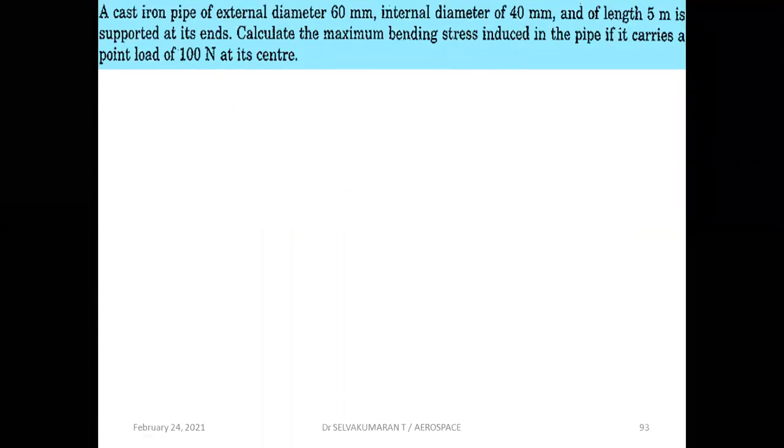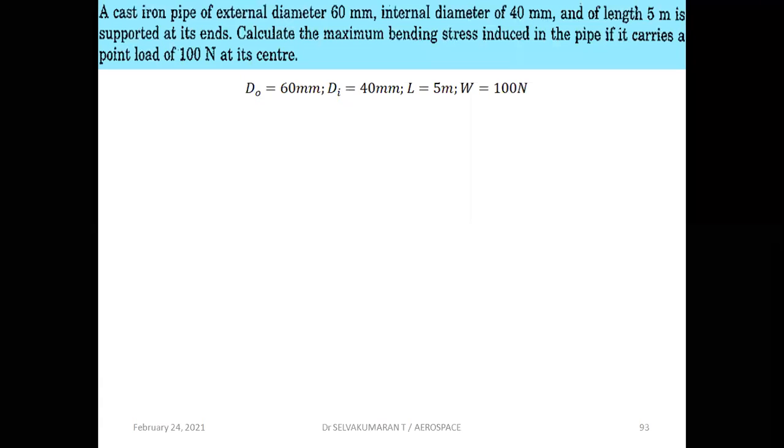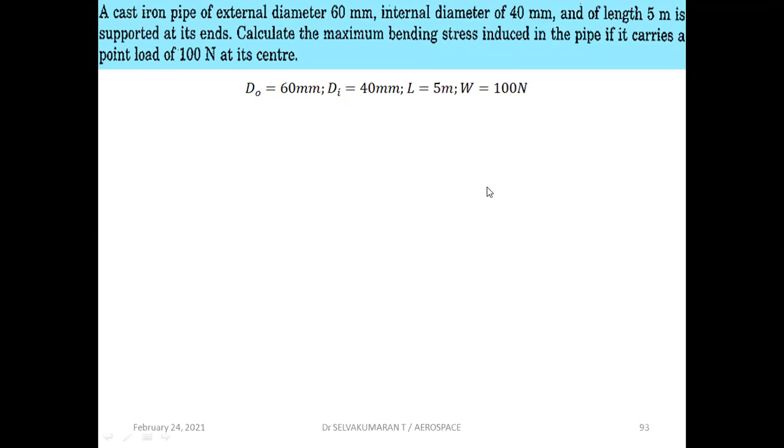A cast iron pipe of external diameter 60 millimeter, internal diameter 40 millimeter, and of length 5 meter is supported at its ends. Calculate the maximum bending stress induced in the pipe if it carries a point load of 100 Newton at its center. So this is nothing but a simply supported beam subjected to a point load W at the middle. So this is the usual expression, M by I is equal to sigma b by y.